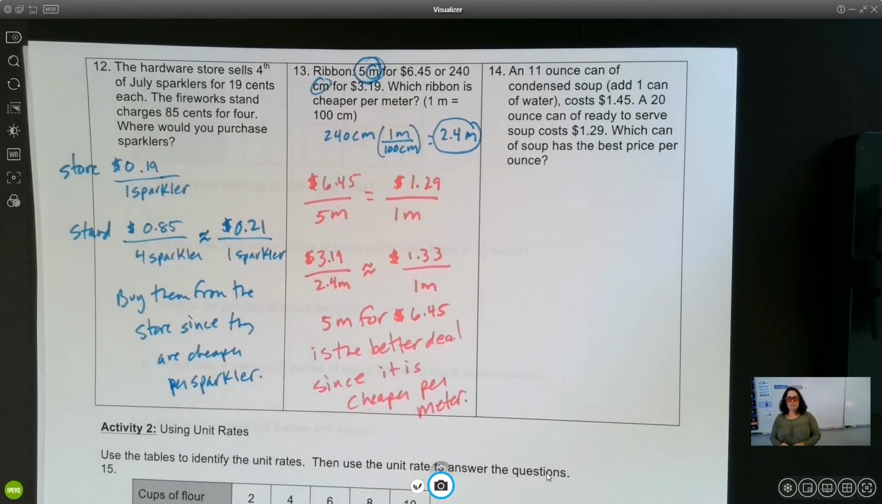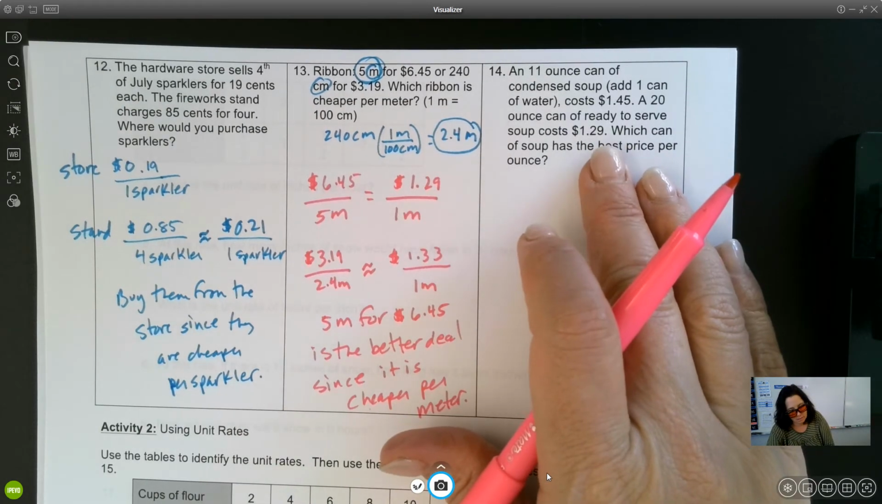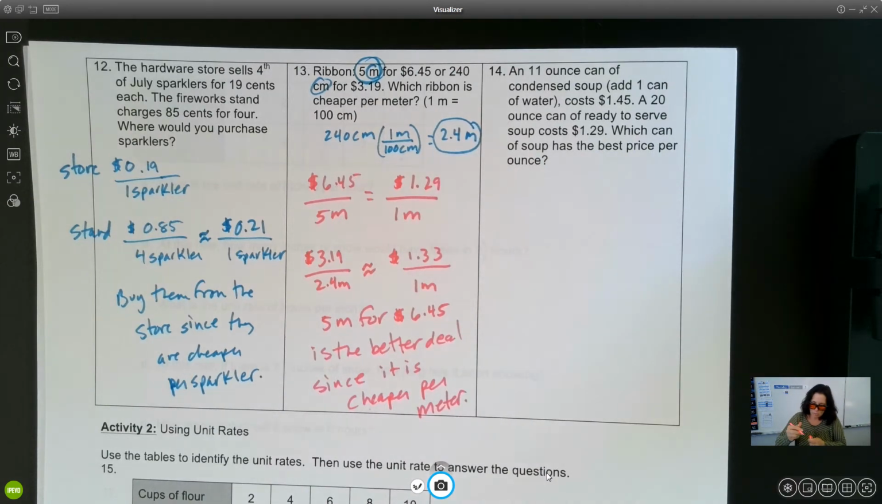Okay. Number 14, an 11-ounce can of condensed soup, add 1 can of water, don't be tricked, costs $1.45. Okay, so how many ounces are you really getting for that $1.45? 22, right? If we have an 11-ounce can of condensed soup and you add a whole can of water, that's another 11 ounces, so 22 ounces. That's tricky. I will not be tricky like this on the test, okay? All right, let me switch back to my blue.